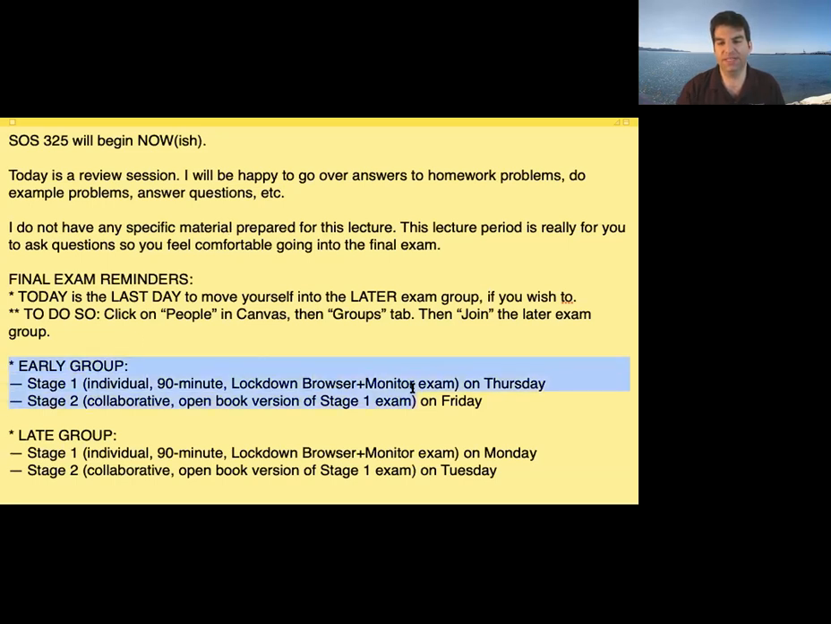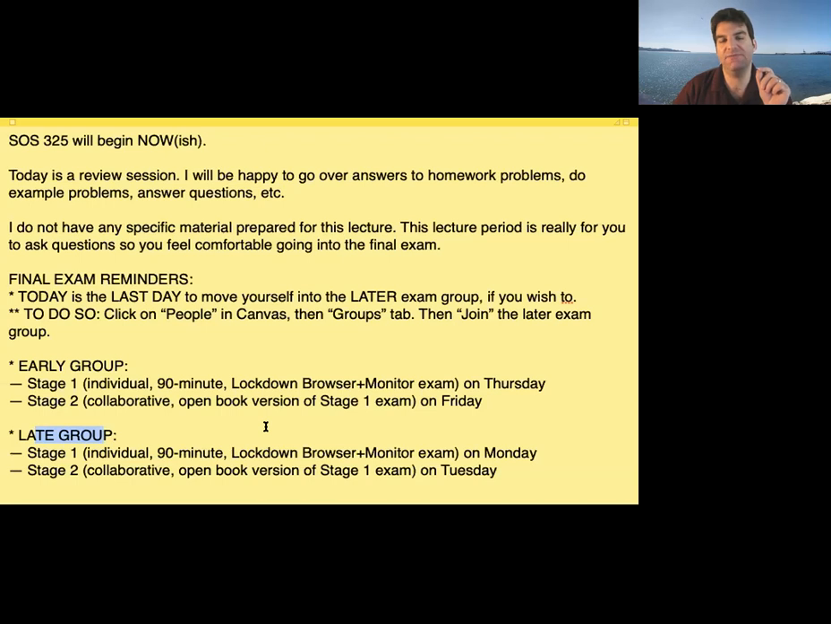Everybody by default is going to be in this early group. So today is the last day to elect to move into the late group if you would like to. If you want to move into this late group on Canvas, click on People, and then there'll be a tab that shows up at the top, Groups. Then you can click on Groups, and you should see both the early group and the late group show up there, and there should be a little join button next to the late group, and you can feel free to join that.